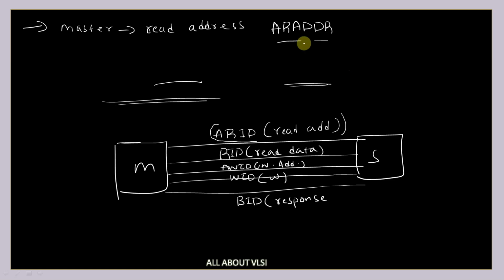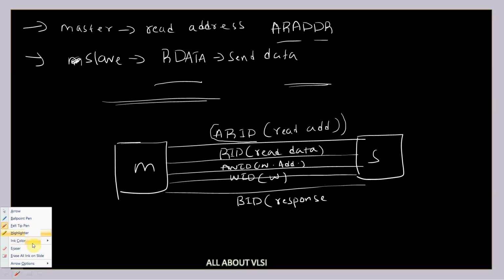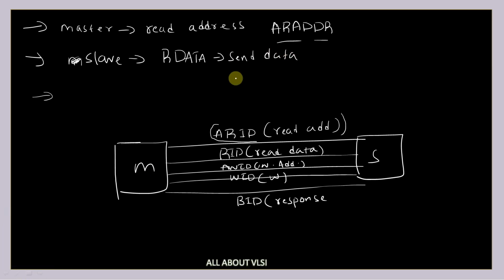This we already know. Now next, the slave is going to send the data. The slave is going to send the data using the R data channel. This we already know, right? Let's say, suppose, let me erase this.